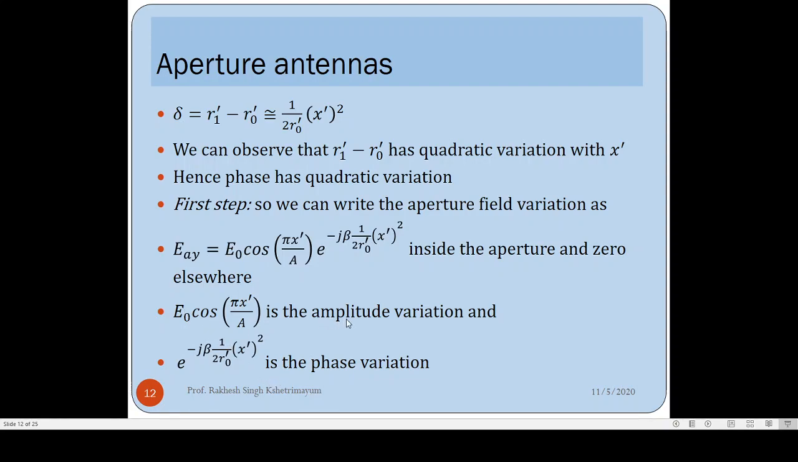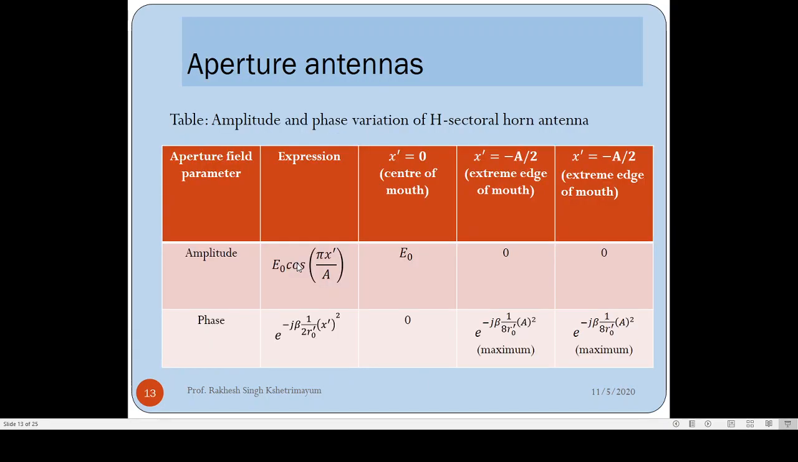So we have the amplitude variation and phase variation. We know the field variation at the mouth of the horn antenna, so we know the aperture field. This is the first step for finding the radiated field from the aperture antenna. So just before going to the second step, let us try to understand the behavior of this amplitude and phase variation of the field in the mouth of the horn antenna.